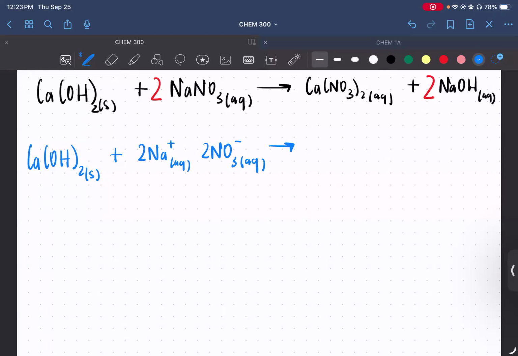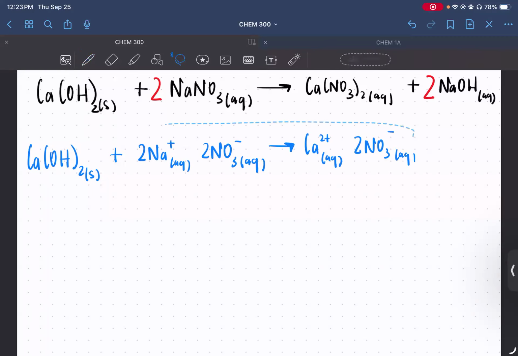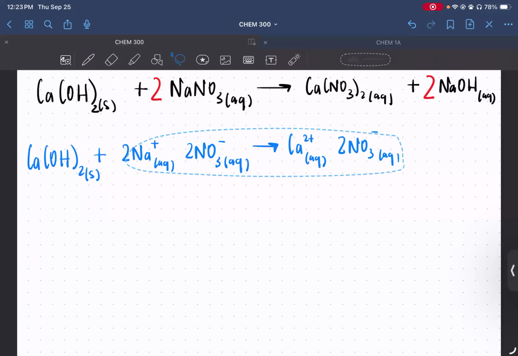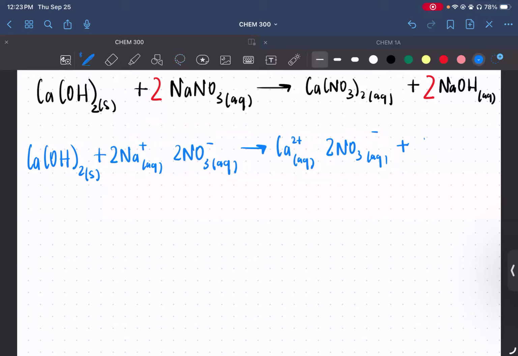On the product side, we have calcium 2+, 2NO3-, and then, of course, 2 sodium +, 2 OH-. Now that we've written the complete ionic equation out, aka we've broken up all aqueous species into their ions, we're going to look and identify our spectators.